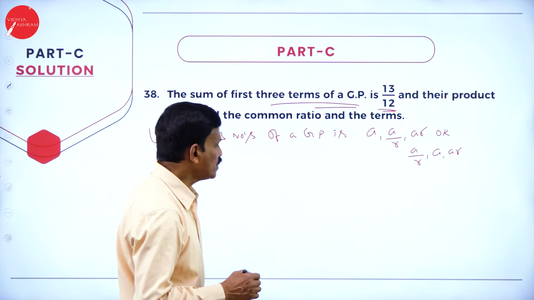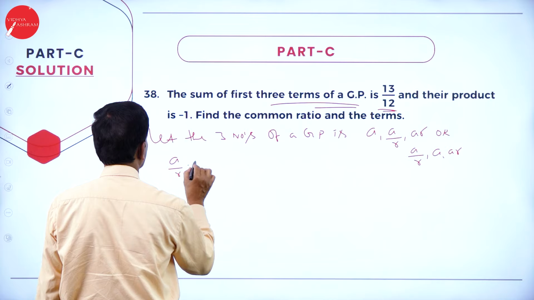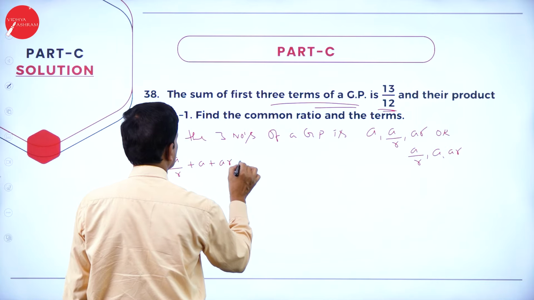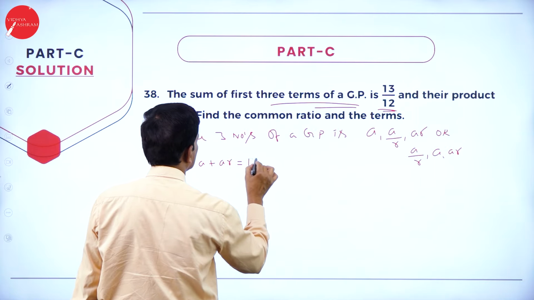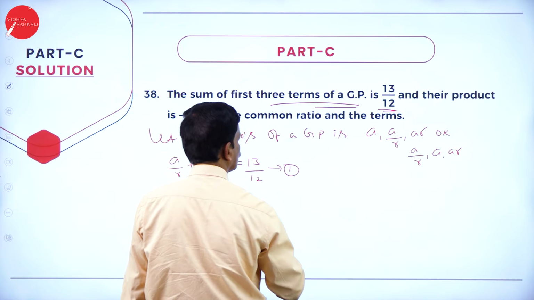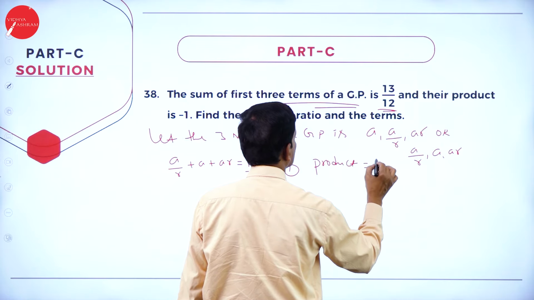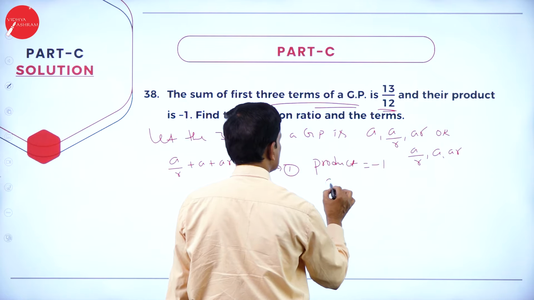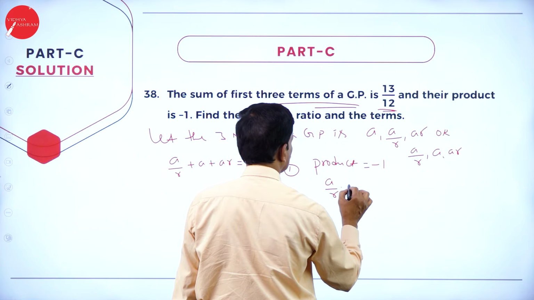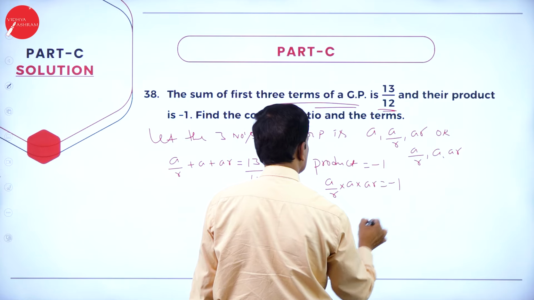Right. Now, what is given? Sum is equal to A by R plus A plus A R. The sum is given by 13 by 12. Now, let us represent this as equation number 1. But the product is given. What is the product? Product is equal to minus 1. That means A by R into A into A R is equal to minus 1.